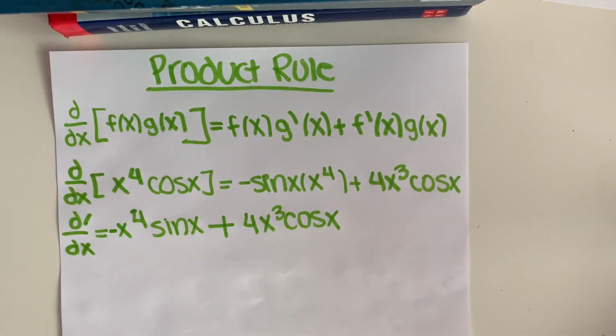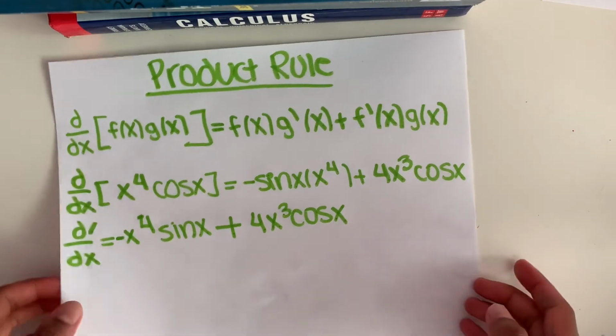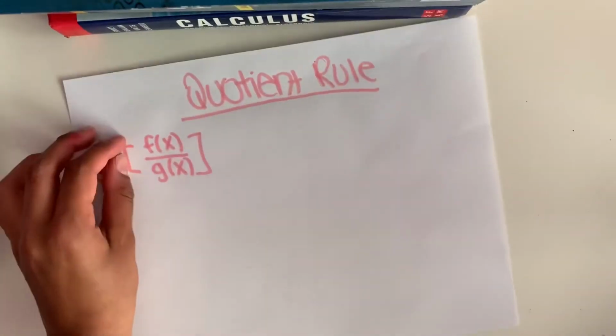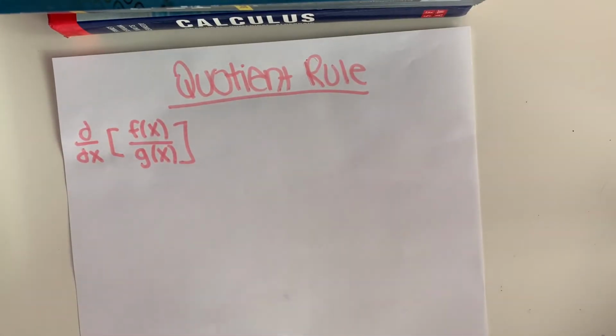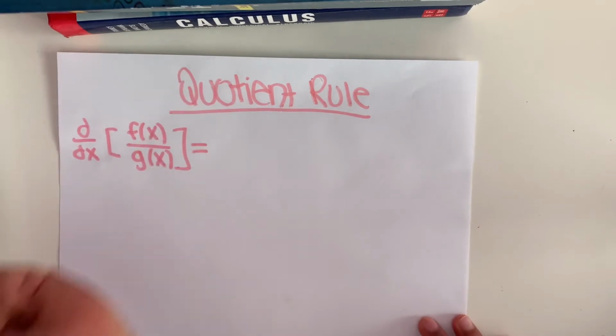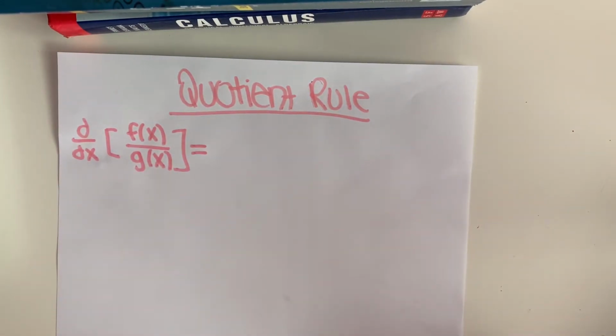So now we're going to go into the quotient rule. This is a little bit different and a little bit more complicated, but I know you guys can do it. Okay, so let's say this is the given problem. I'm just going to go over the basic rule for this, just given two different functions. So this is f of x divided by g of x.